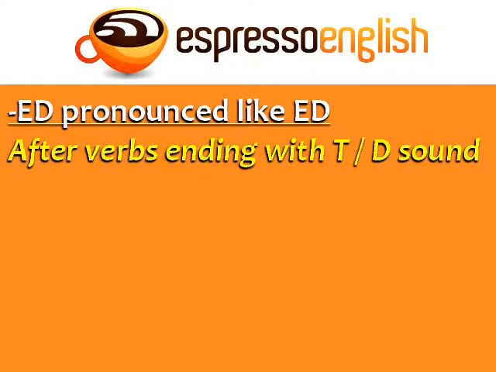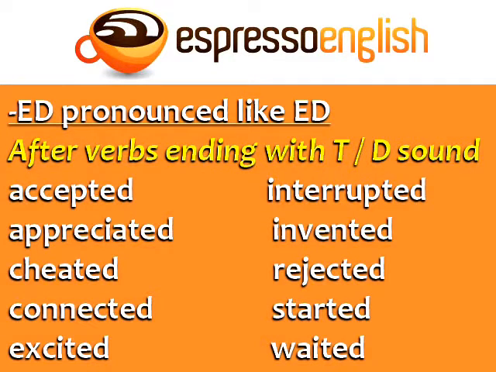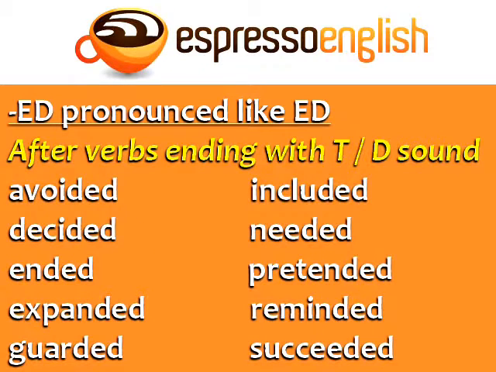The second pronunciation of ed is like ed with an extra syllable, after verbs ending with a T or D sound. Accepted, appreciated, cheated, connected, excited, interrupted, invented, rejected, started, waited, avoided, decided, ended, expanded, guarded, included, needed, pretended, reminded, succeeded.